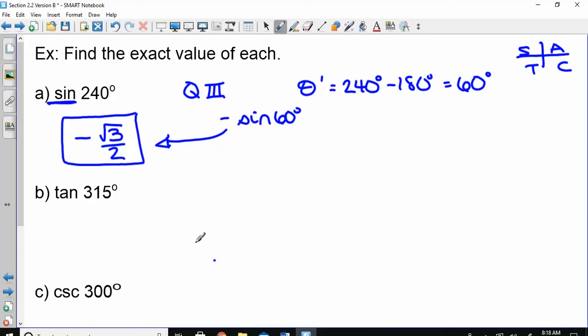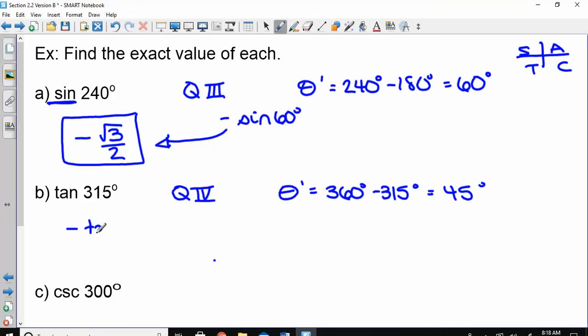So B, tangent of 315 degrees. What quadrant is 315 degrees in? How do we get our reference angle? 360 minus 315 is 45. In quadrant 4, is tangent positive or negative? Negative. So really all we're going to have is a negative, whatever the tangent of 45 degrees is. So at 45, tangent is square root of the top over square root of the bottom, so radical 2 over radical 2 is 1, so negative 1.